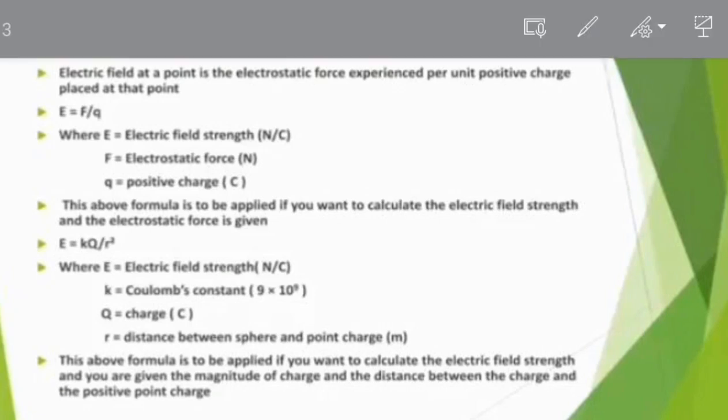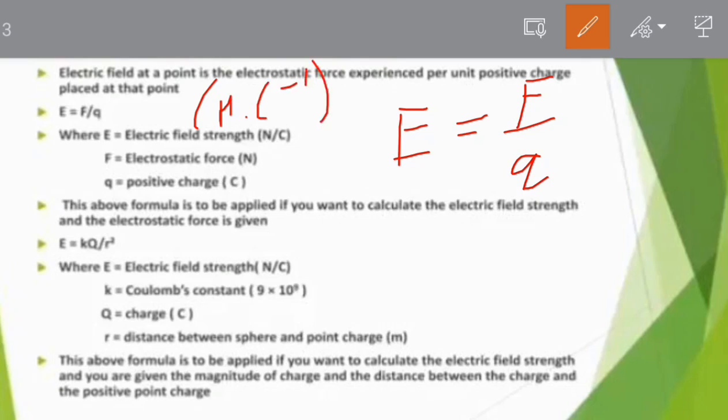Then for that one, we have the equation which is written like this: E equals F over Q, right? Now, E is the electric field strength, which is given in Newton per Coulomb, right? So in Newton per Coulomb, you see NC to the power of -1. And then F is the electrostatic force, and then Q is the positive charge, right? So the positive charge that we are talking about there, for Q, you'll be substituting 1.6 times 10 to the power of -19, right?